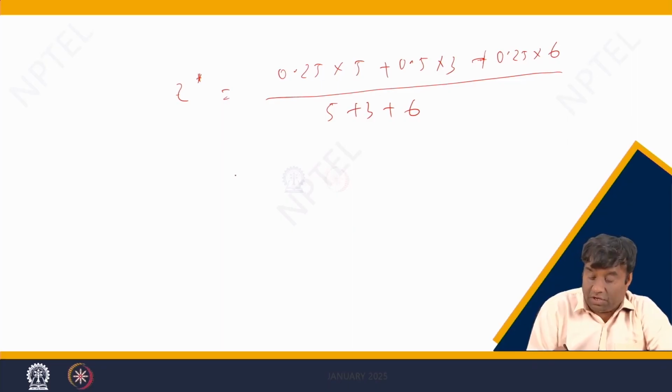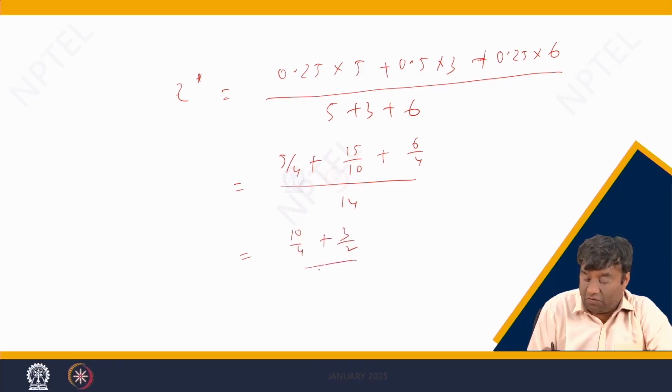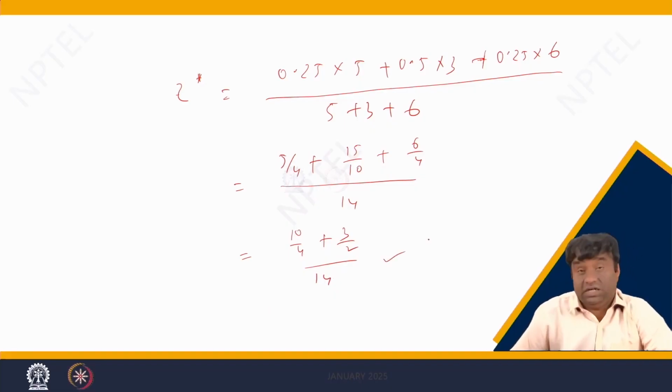So I hope you will get the answer: 5 by 4 plus 1.5 plus 6 by 4, divided by 5 plus 3 plus 6, which is 14. So that is 10 by 4 plus 3 by 2, by 14. So whatever be the answer, you will get the value. So that is basically the value of z star.